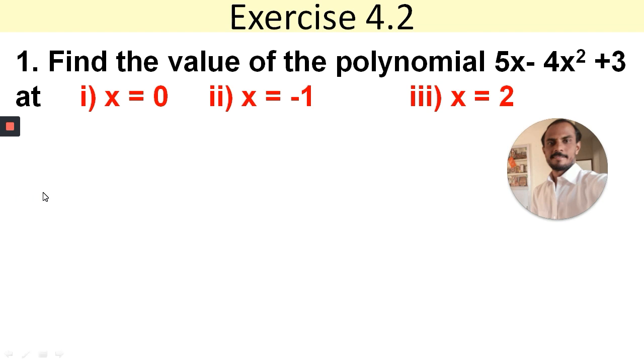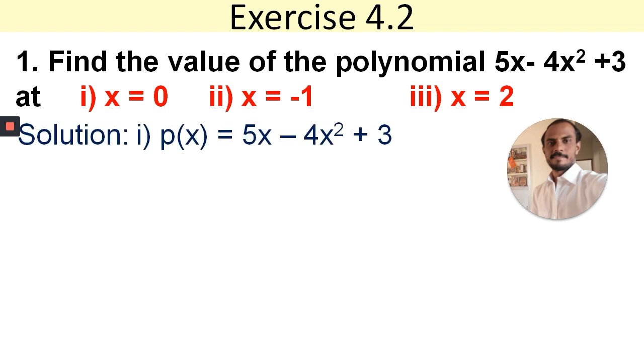I will call it p of x. What is the meaning of the p of x? Polynomial with variable x. With respect to the variable x. P is nothing but a polynomial. Polynomial of x is equal to 5x minus 4x square plus 3. Okay, as it is. Now, what is the first problem? X is equal to, what is that one? X is equal to 0 is there.